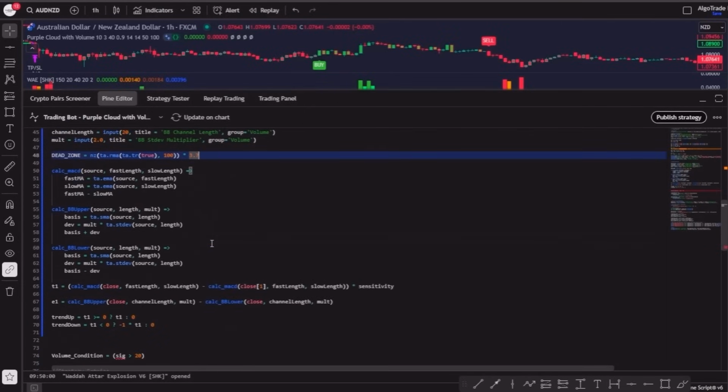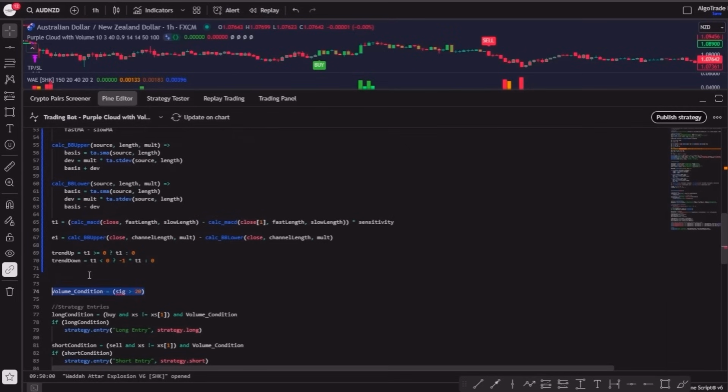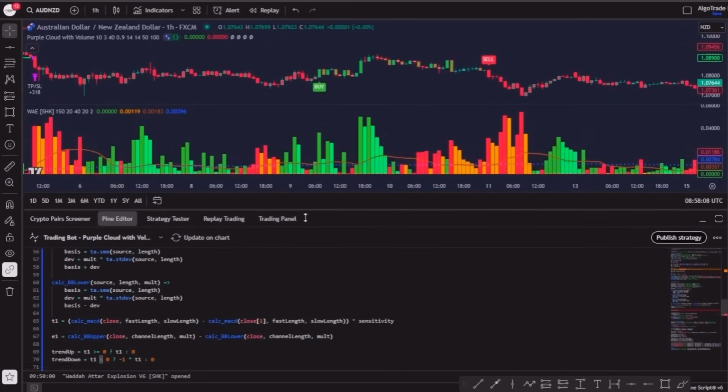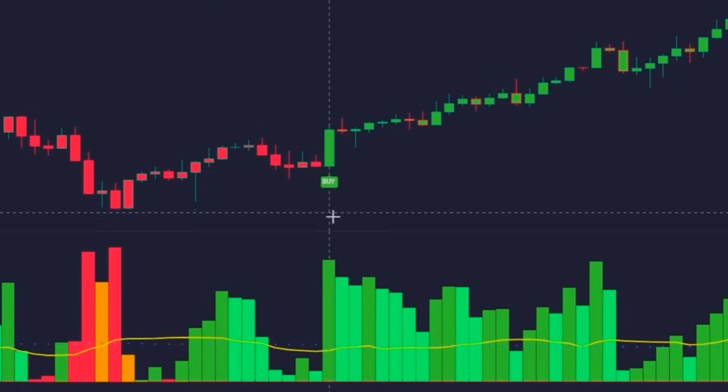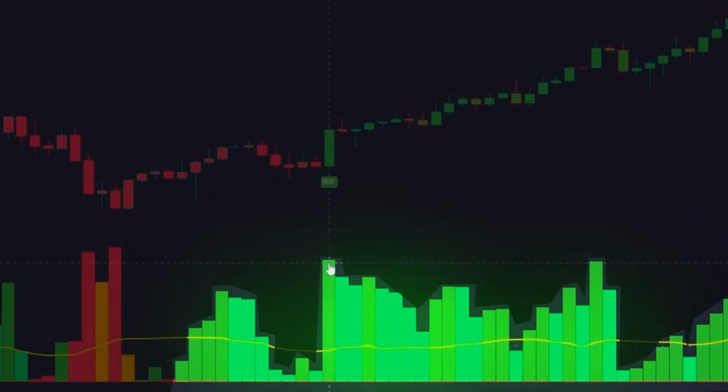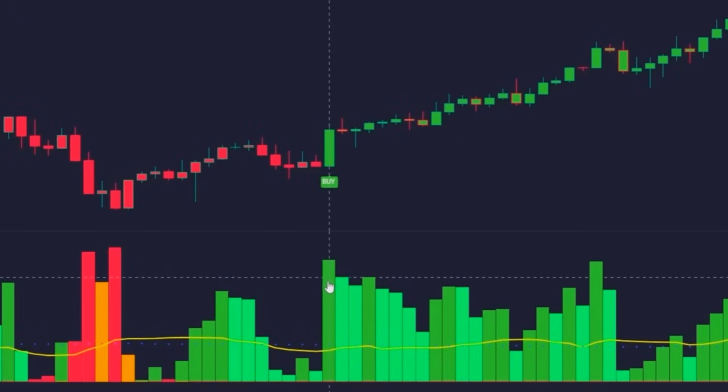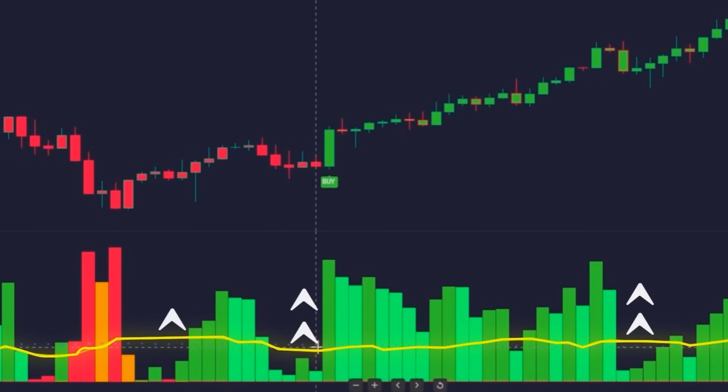Now it's time to set up our volume condition, and this one is a little more complex than the others, because the Waddah Attar explosion combines both momentum and volume, and we want to make sure that both align before allowing a trade. So here's what we are going to do. For a long trade, we want to check two things. First, the histogram bar needs to be green, meaning bullish momentum, and second, that green bar needs to be above the explosion line, meaning strong volume.